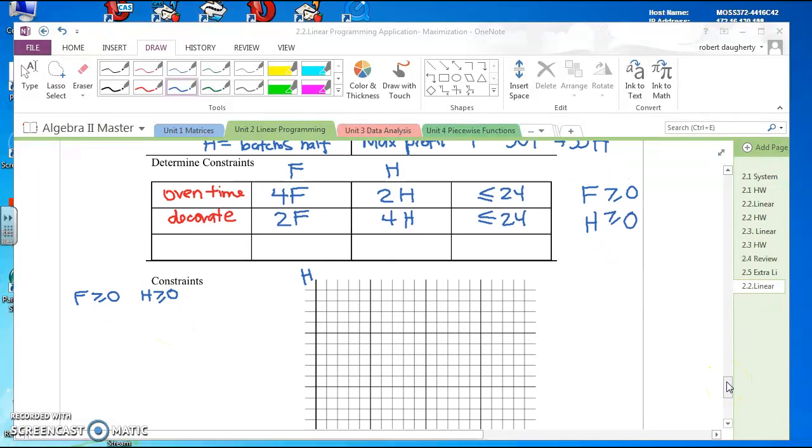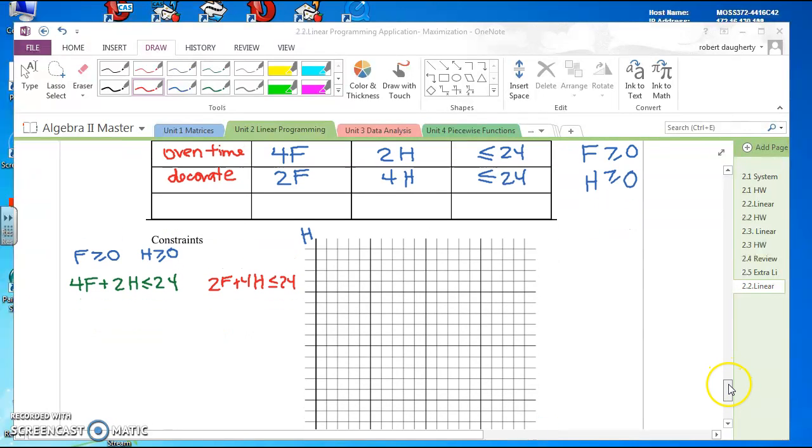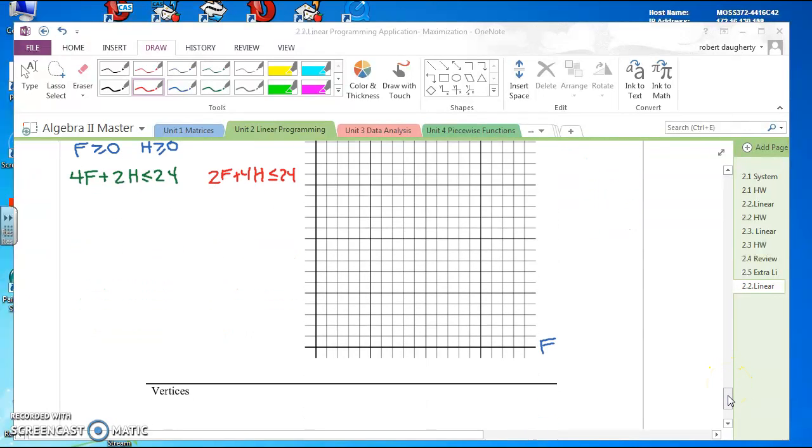And then I've got 4F, and this is where I always use my colors. So 4F plus 2H is less than or equal to 24. And then 2F plus 4H less than or equal to 24. So those are the constraints that I need to graph. So let's look at each of those lines.